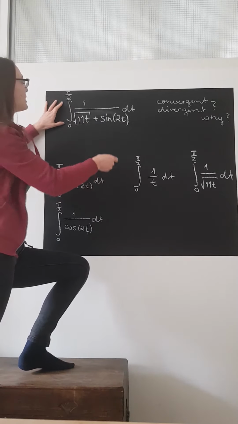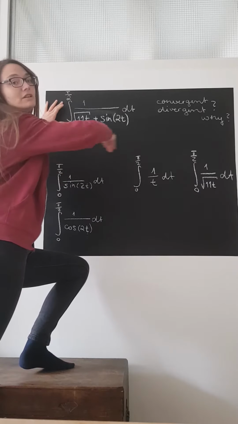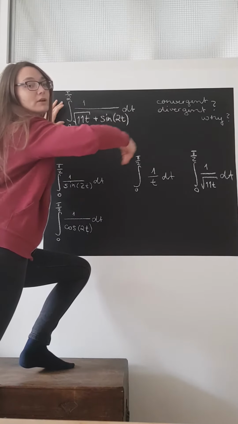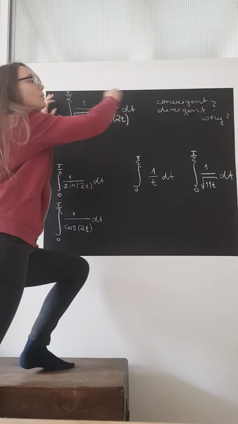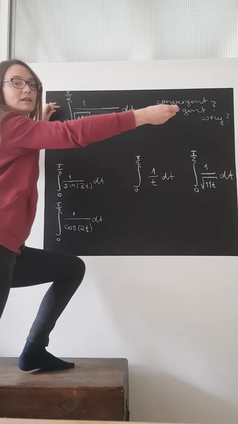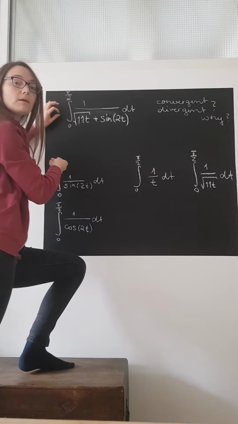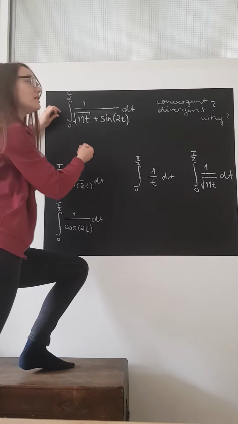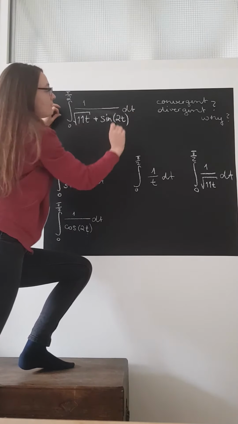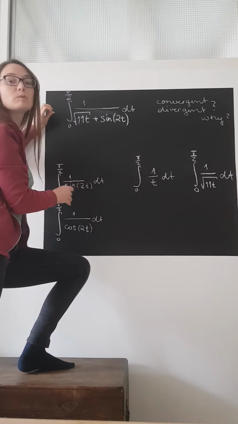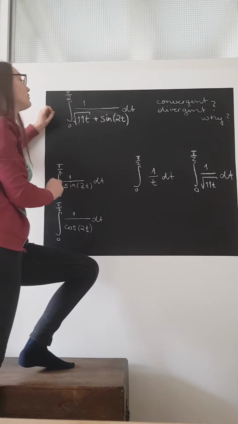Same if I integrate from minus infinity to a point, or from a point to plus infinity, or all the way from minus infinity to plus infinity. Is the integral exploding, or is it still a number? Whenever it's a number, we say it's convergent. Whenever it's exploding to plus or minus infinity, we say it's divergent.